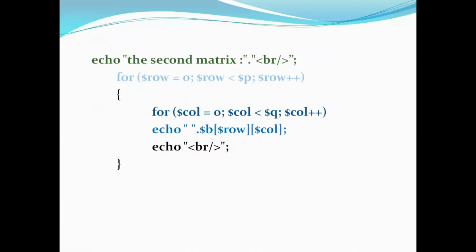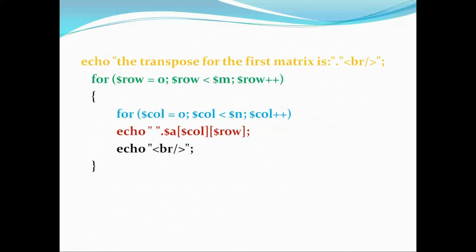Likewise, we are printing the second matrix elements by making use of the row indexing as well as the column indexing. Just look at that. For the second matrix, the row index value is taken in terms of P, whereas for the column it is taken as Q. Here also we are printing the second matrix elements.